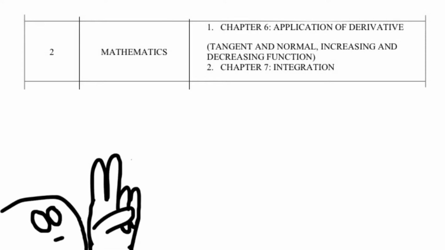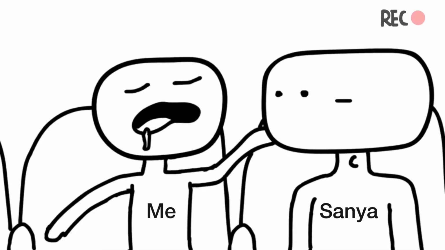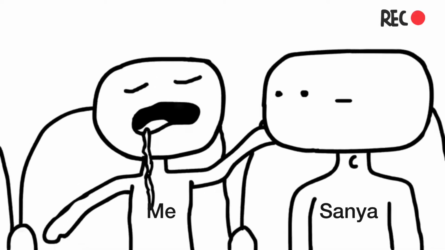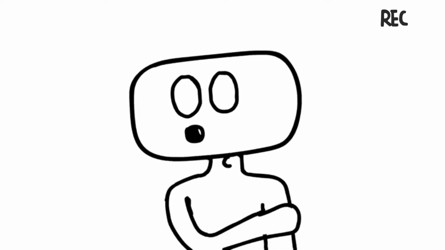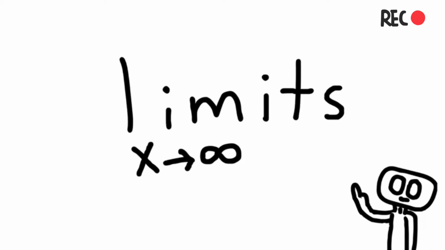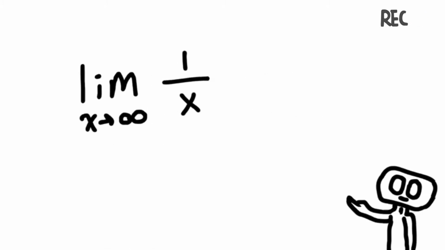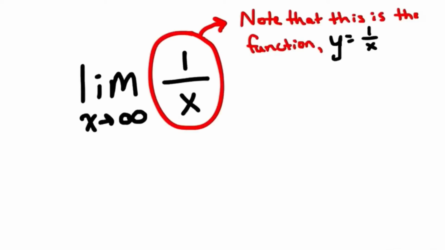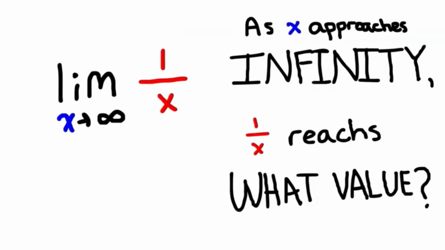Even though the PT1 syllabus includes only 2 chapters, Chapter 5 seems fairly important. And considering our brilliance in 11th grade, we will begin with the basic concept of limits that we were introduced to last year in 11th grade. Limits. Note that the encircled value on the screen is a function y equals 1 by x. The limit on the screen can be reworded as a question. As x approaches infinity, y reaches what value?